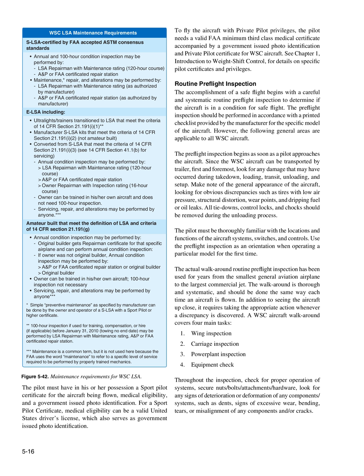The actual walk-around routine pre-flight inspection has been used for years from the smallest general aviation airplane to the largest commercial jet. The walk-around is thorough and systematic, and should be done the same way each time an aircraft is flown. In addition to seeing the aircraft up close, it requires taking the appropriate action whenever a discrepancy is discovered. A WSC aircraft walk-around covers 4 main tasks: 1. Wing inspection. 2. Carriage inspection. 3. Power plant inspection. 4.